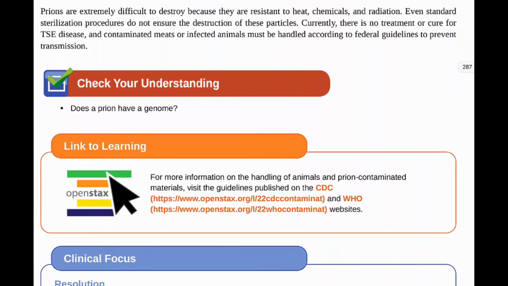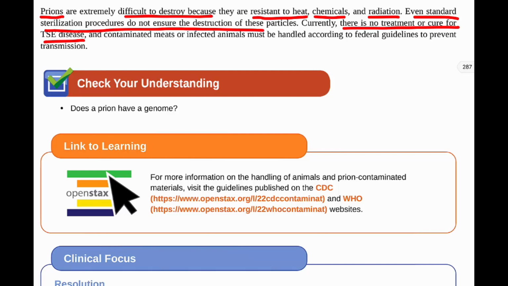So prions are extremely difficult to destroy. That's what I was mentioning earlier. They are resistant to heat, chemicals, and radiation. So again, even through sterilization methods that are used in hospitals, like even ionizing radiation, they are resistant to. So even standard sterilization procedures do not ensure the destruction of these particles. So currently there's no treatment or cure for any of the TSE diseases, and contaminated meats or infected animals must be handled according to federal guidelines to prevent transmission.